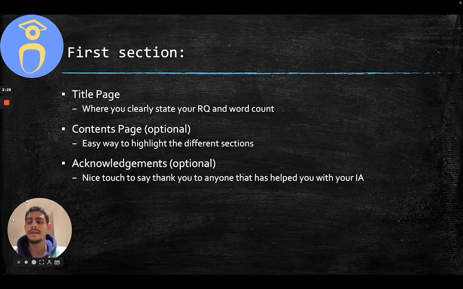Now, the second part is the contents page. While it is optional, it's a nice addition that you should probably add if you want to highlight the various sections of your IA. It also makes it easier to read and to refer back to it for the marker. And the final part in the first section is the acknowledgements, which again is optional. This is just for you to thank specific people and any teachers that have helped you in any way, maybe provided you with specific feedback and information that has helped you write your IA.